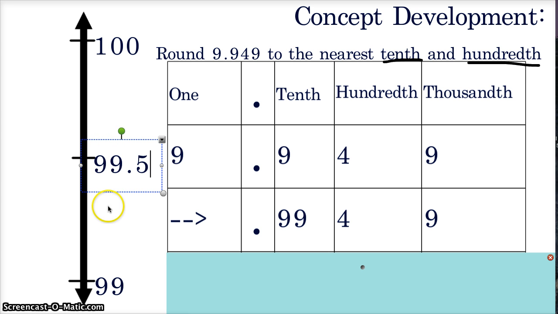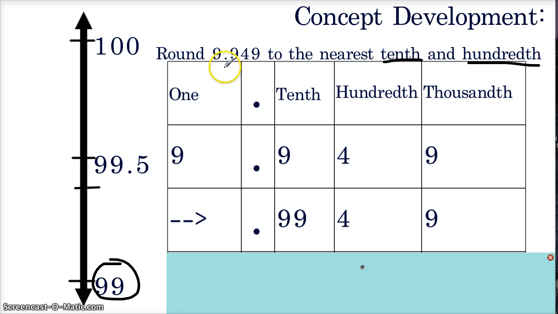Okay, so I'm looking at 9.949 as my number. Would that be above or below this midpoint? 9.94 would be somewhere right around there. Since it's below, the number I'm rounding to is going to be this one. So this number would round to 99 tenths, which is the same thing as 9.9. Okay, let's try hundredths.